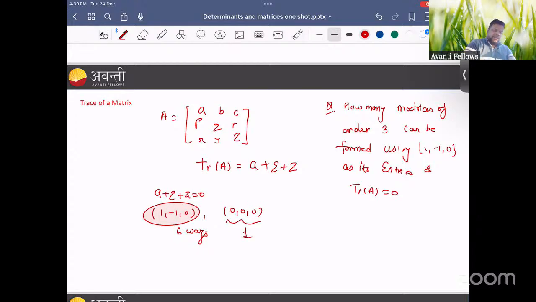So, number of matrices will be what? Number of matrices will be 7 into, now, out of the remaining 6 entries, each entry can be filled in 3 ways: 1, minus 1, 0. So, it is 3 to the power 6. That is 7 into 3 to the power 6. Am I clear? 7 into 3 raised to the power 6.